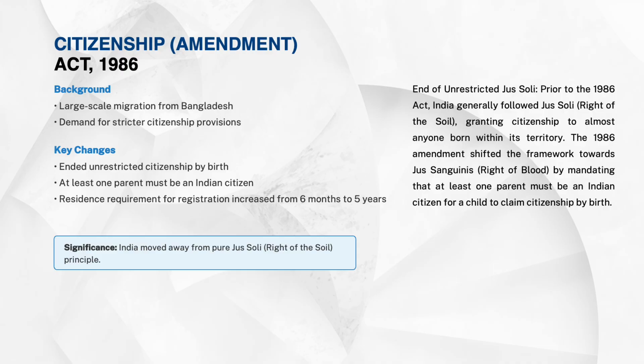Now, what did we learn? End of unrestricted jus soli. We call it jus soli, right of the soil. Before the 1986 Act, India generally followed jus soli, granting citizenship to almost anyone born within its territory, right? That was the general rule initially, okay? But now we discuss that either of the parents should be Indian. So they added this condition. The 1986 Act added this condition, okay?